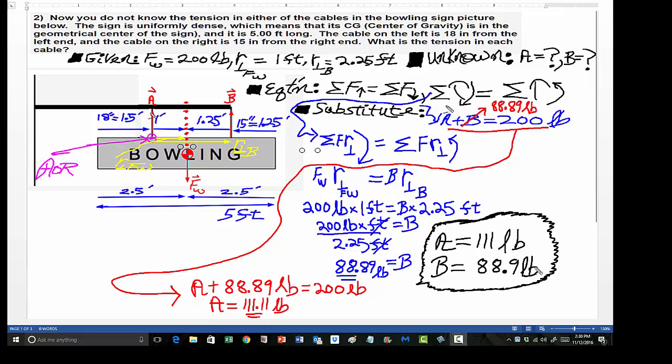This should not surprise us that A has more tension in it than B, because A is closer to the center of gravity of the sign, where all the weight appears to be concentrated, than is B.